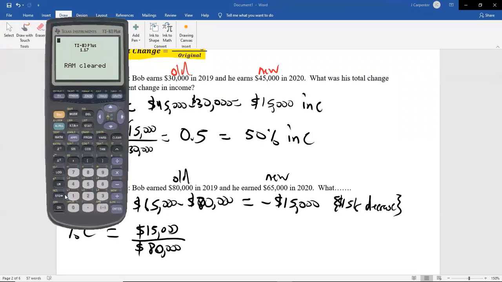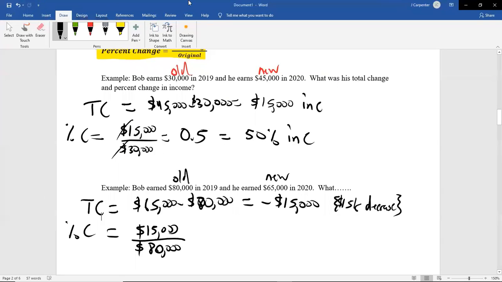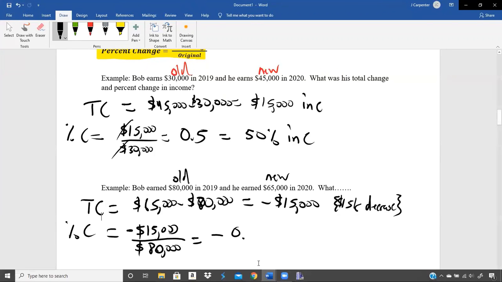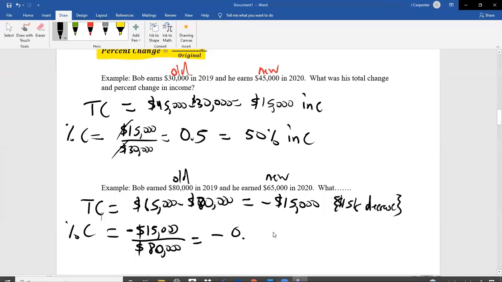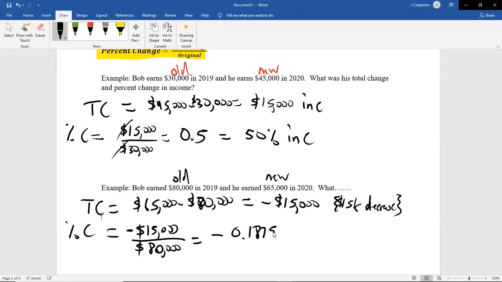So 15,000 divided by 80,000, I can literally just type 15 divided by 80. I could have also reduced that. 5 goes into both of those some number of times. No matter whether you reduce it or write the 15,000 divided by 80,000, you'll get 0.1875. So that's negative, I forgot my negative symbol here, but negative 0.1875, I believe. 1875, yes, 1875.